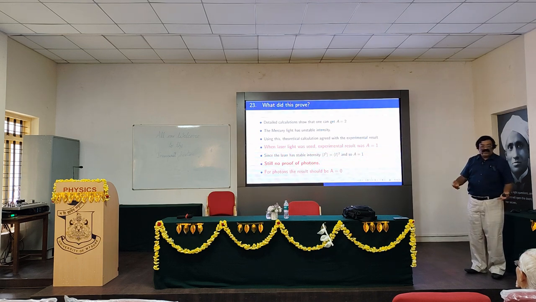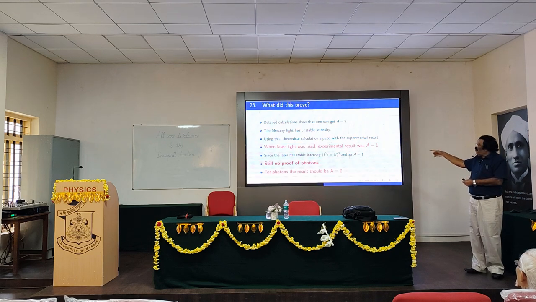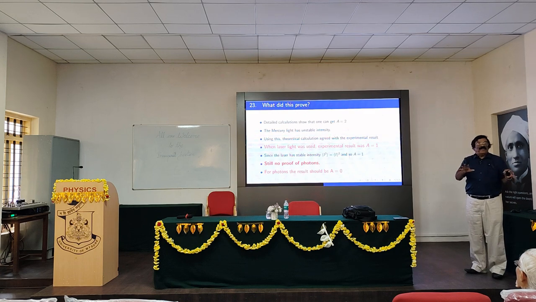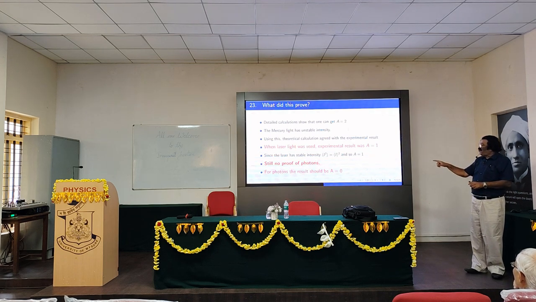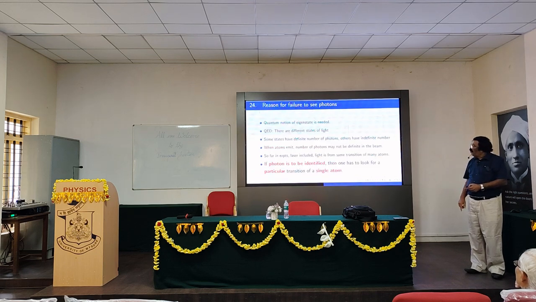In fact, later laser light was used. You know that laser light has a constant magnitude in a way, right? So its intensity is not as time varying as the other one. For laser light, A turned out to be 1 in this experiment. Since the laser light has stable intensity, average of I square is the same as square of average I, so A is equal to 1. So we were able to solve the detector problem, but the problem of whether light is photon or not, still no proof of photon. For photon, the result should be A is equal to 0.